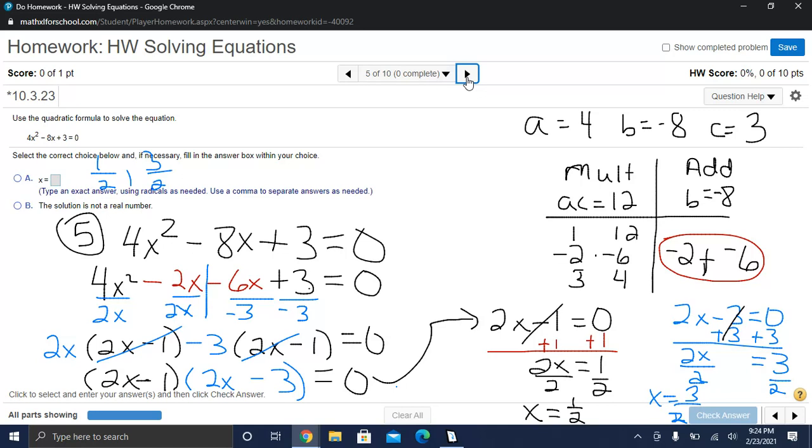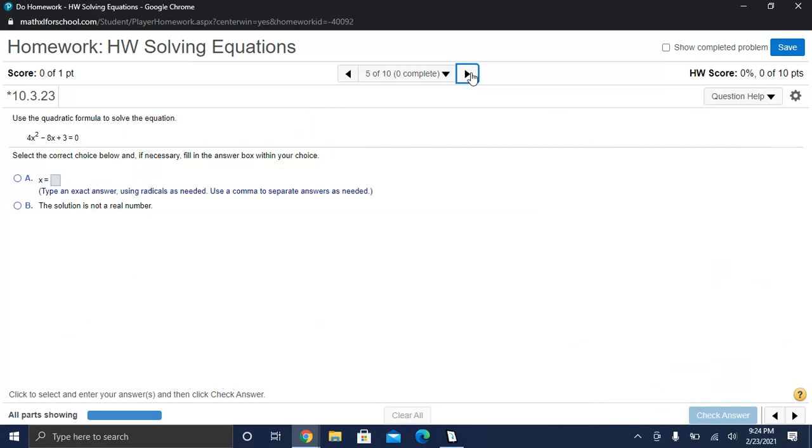So it did say to use the quadratic formula, but I did it by factoring instead of by the quadratic formula. So the method that I've shown you here is a method of factoring. Okay, so there's number 5. We'll move on, take a look at number 6.